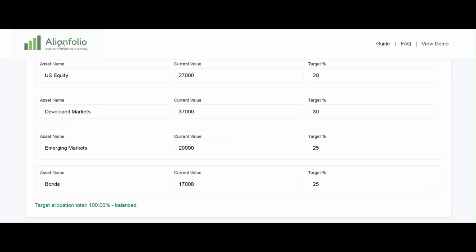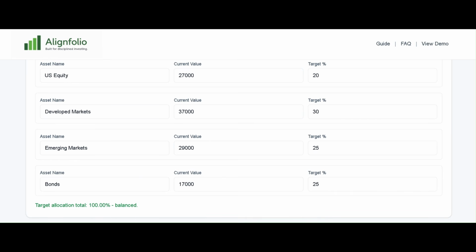Here we have 4 asset classes: U.S. equity, developed markets, emerging markets, and bonds. This hypothetical portfolio currently contains approximately $27,000 in U.S. equity, $37,000 in developed markets, $29,000 in emerging markets, and $17,000 in bonds. Each asset class also has its own target allocation. In this example, the portfolio target allocation is 20% U.S. equity, 30% developed markets, 25% emerging markets, and 25% bonds.